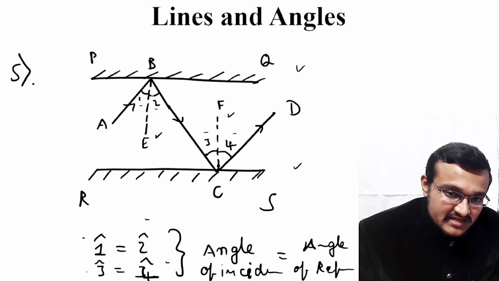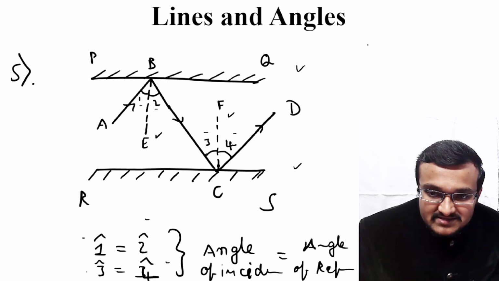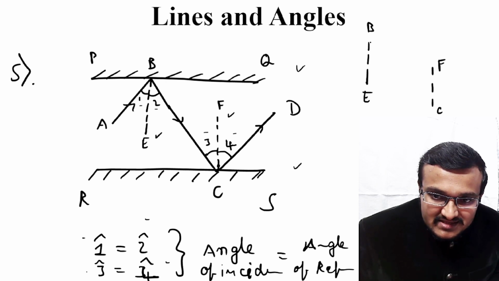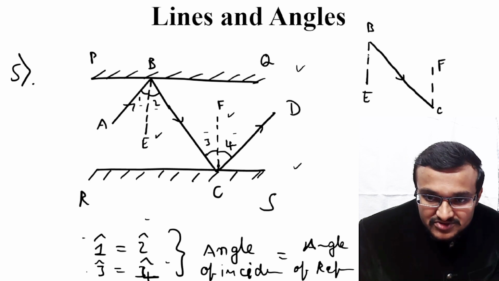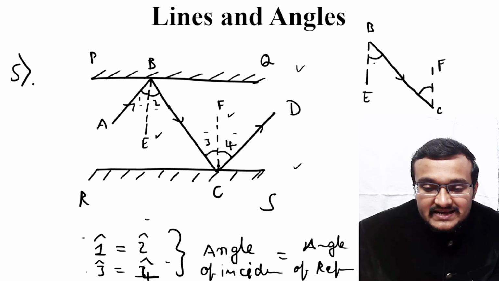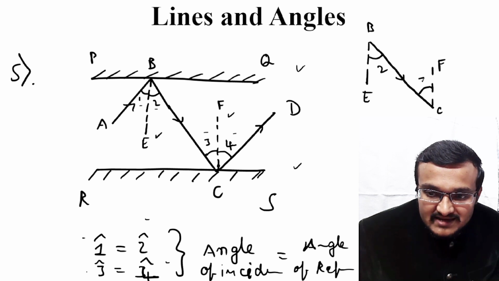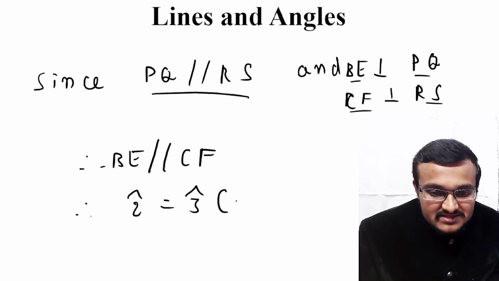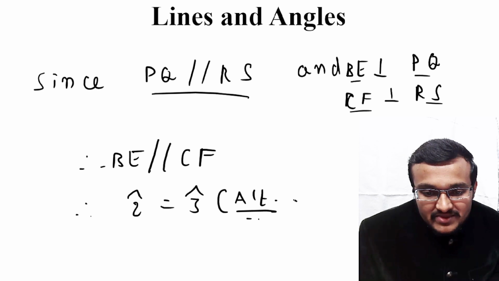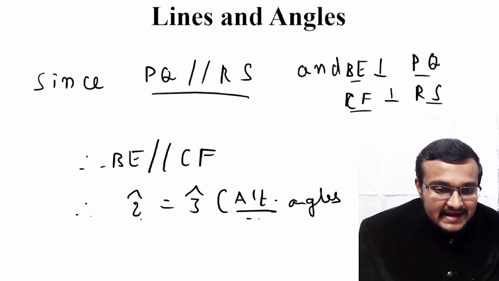If BE is parallel to CF, here you can see, if I draw this diagram separately, this is BE and this is CF. And here you can see the ray is coming like this. So BC is connected in this way. This angle and this angle act as alternating angles. This angle is angle 2, this angle is angle 3. So since BE is parallel to CF, angle 2 will be equal to angle 3, because of alternating angles.